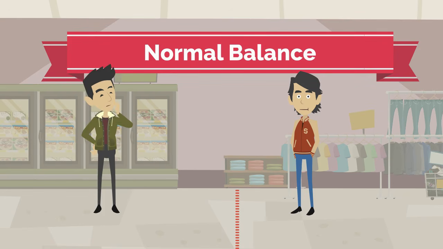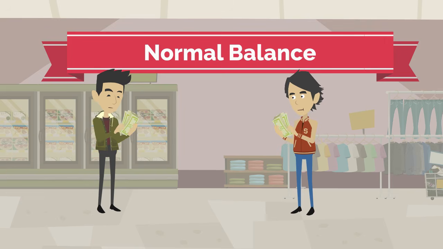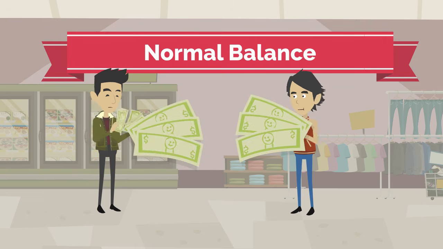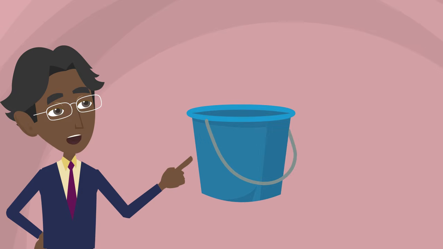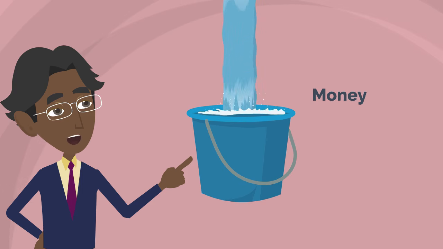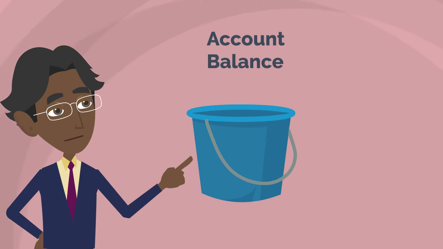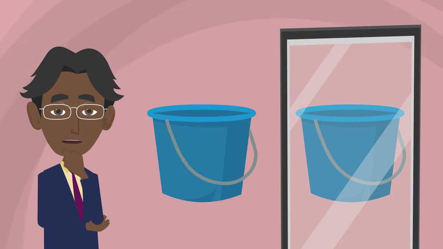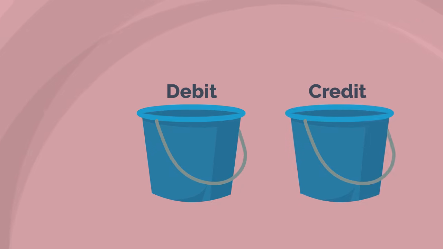The point of an account is to keep track of money. How much money do we have on hand? Did that number go up, or did it go down? Think of the water level in a bucket, where the bucket is your account, the water is your money, and the water level is your account balance. In double entry bookkeeping, we have 2 kinds of buckets that are mirror images: debit buckets and credit buckets.